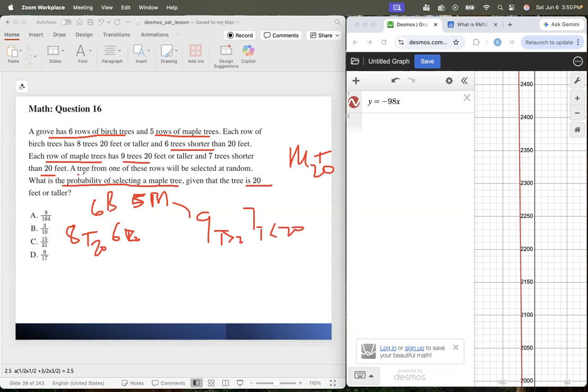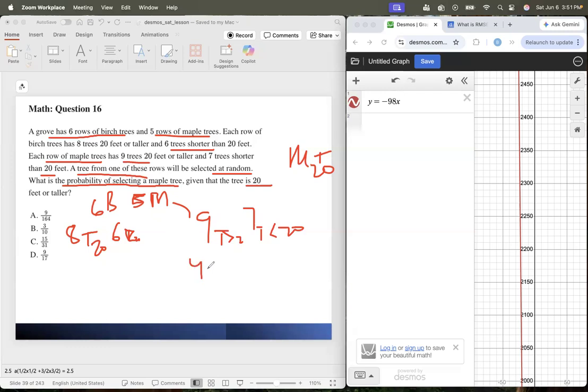Feet. A tree from one of these rows will be selected at random. What is the probability of selecting a maple tree? So we're dealing with maple tree, right? And if there's 9 per row, what do you think? That's the thing. That's what is going to kill you if you don't pay attention to that. If there's 9 in each row, then that becomes very, very important.